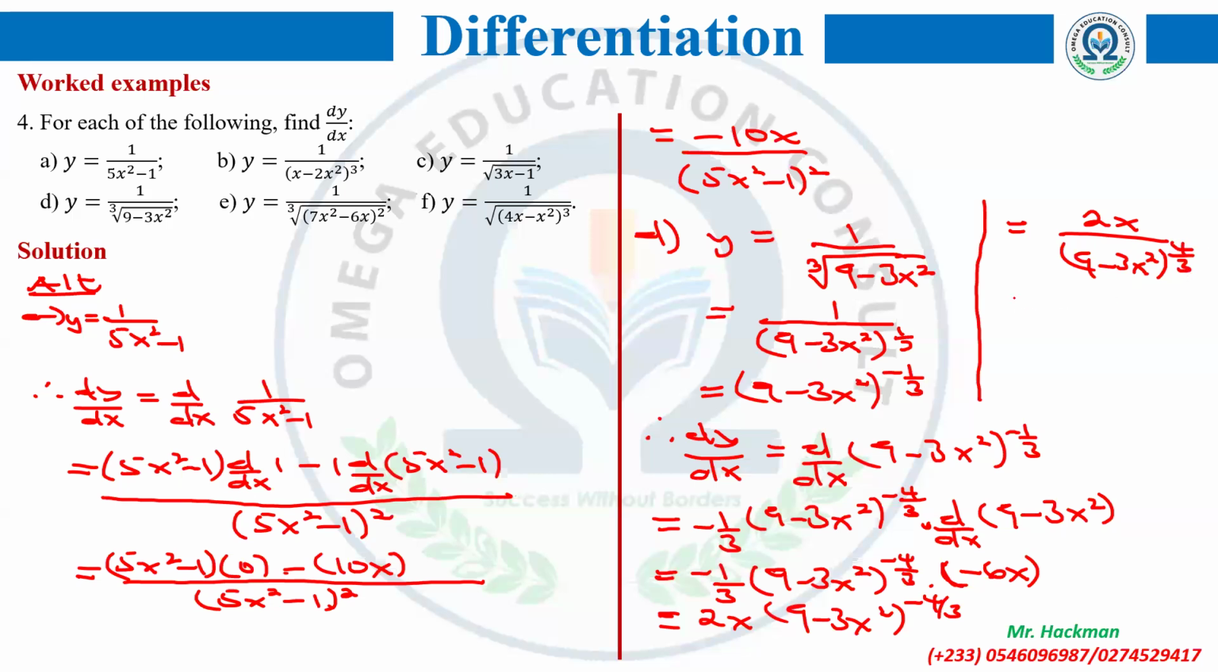Okay, and the question came with a cube root, so we can conclude with our cube root. So I can write this as 2x over the cube root of 9 minus 3x squared, the whole of that to the power 4. Do you agree? Okay, so that then becomes your final answer.